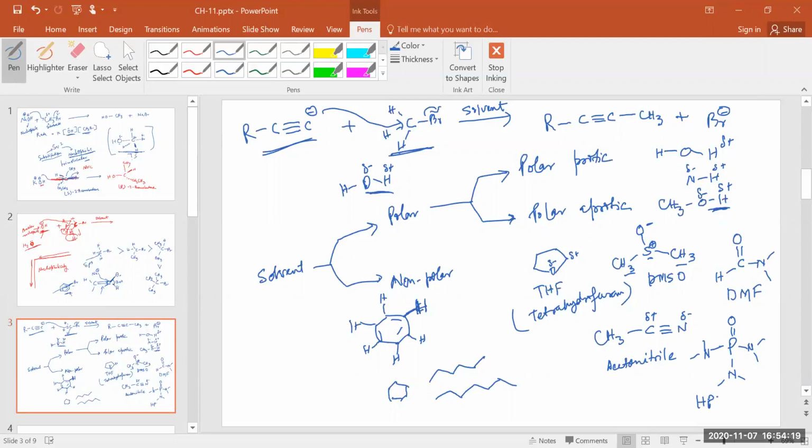HMPA. So this is called hexamethyl phosphoramide. These are polar aprotic solvents. For an SN2 reaction, the solvent should be polar aprotic. This one is for SN2 reaction.